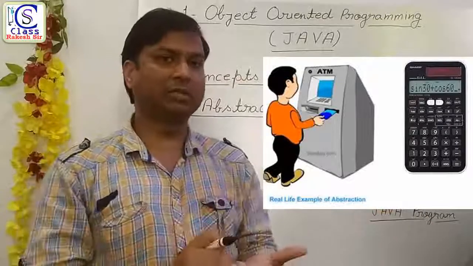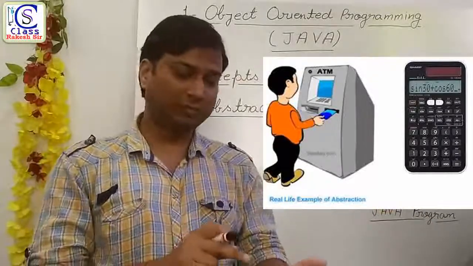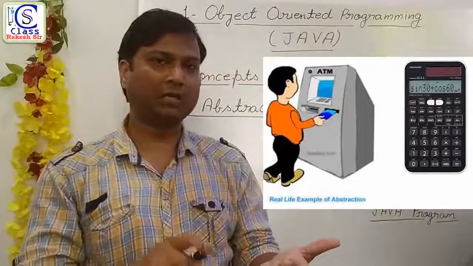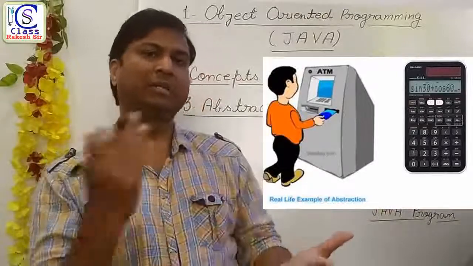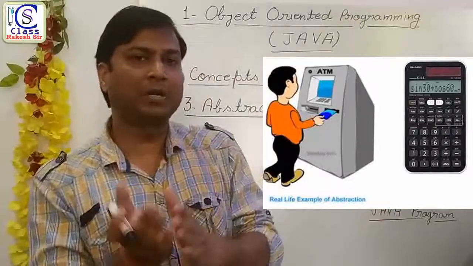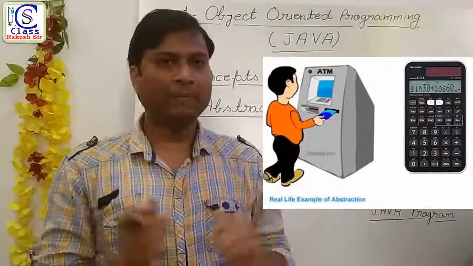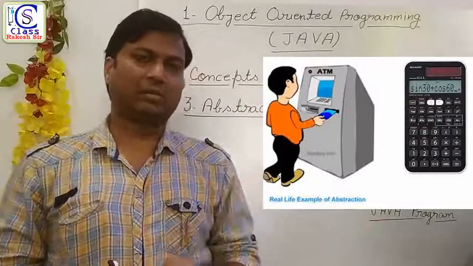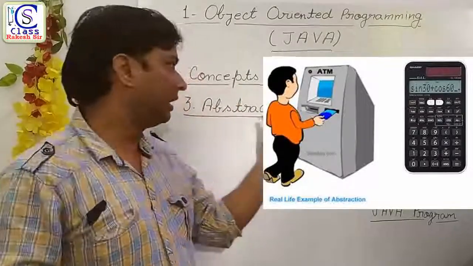Just like your calculator. In your calculator, you press 2 plus 2, and whenever you press equal to, it displays 4. How does it display 4? How does it add 2 plus 2? Can you see it? No, right? So this is the concept, and this concept is known as abstraction.